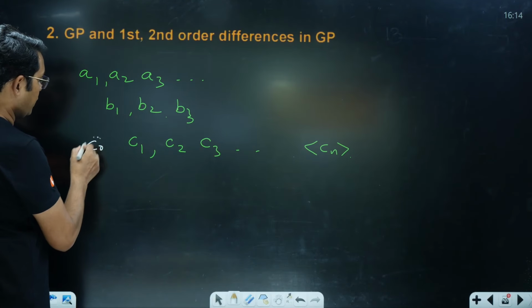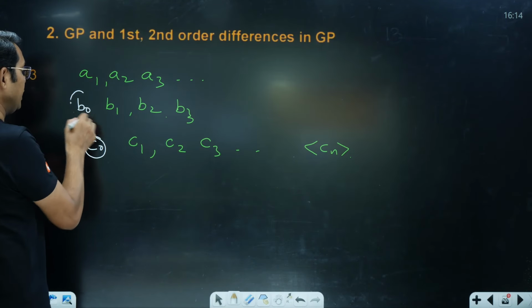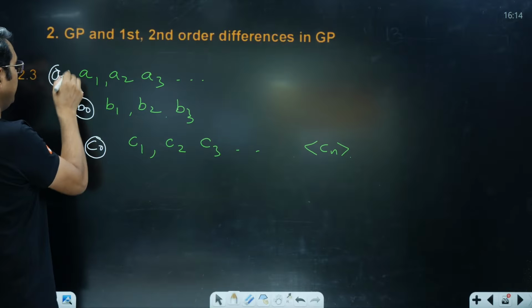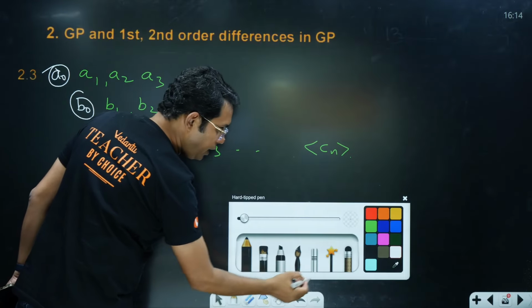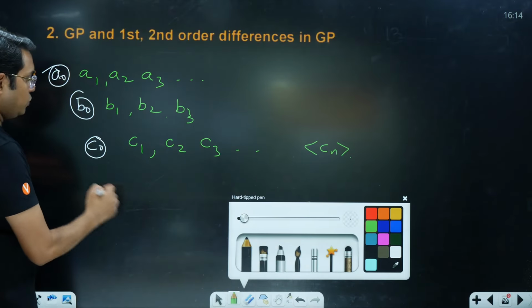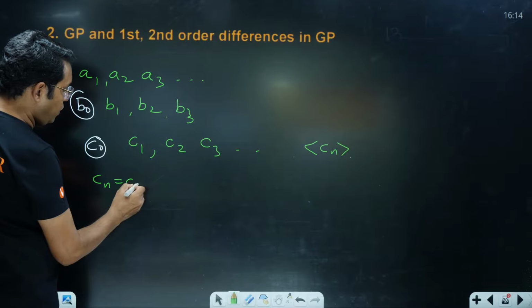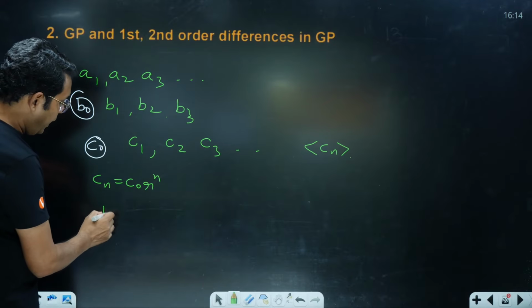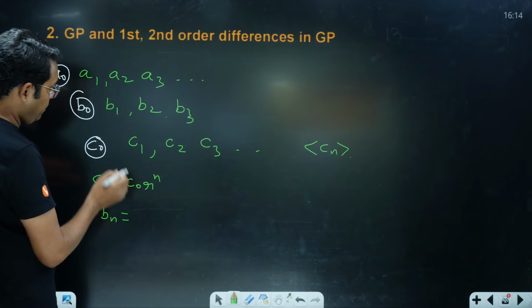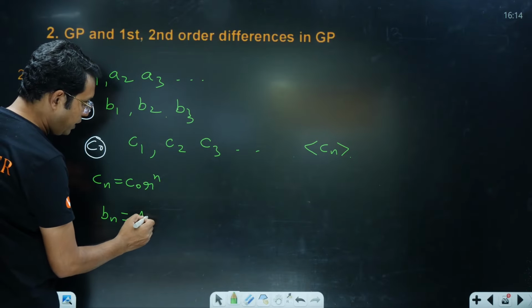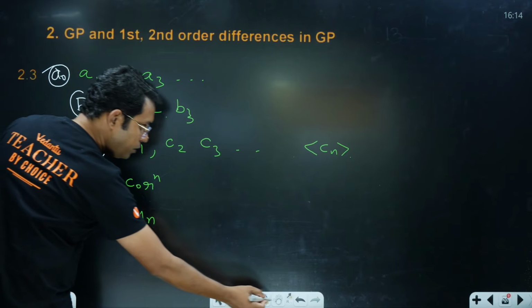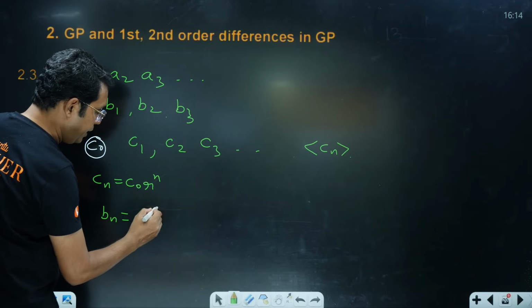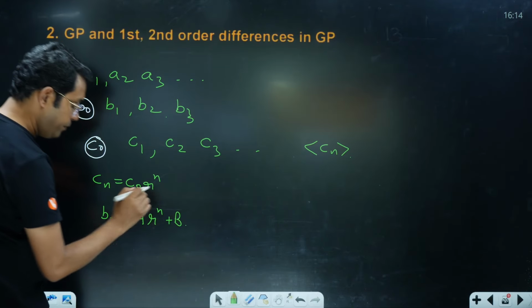So if I write all the C naught terms, I think you are now familiar with what I meant when I say C naught, A naught, B naught. So Cn will be C naught into r^n. Bn will be equal to some other constant A into r^n plus some constant B.